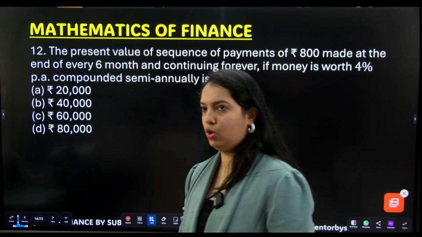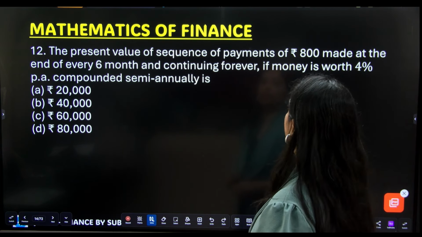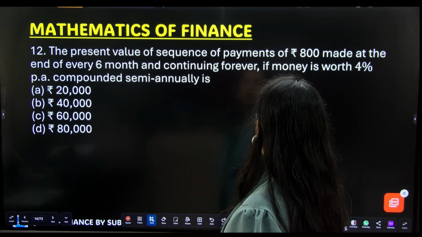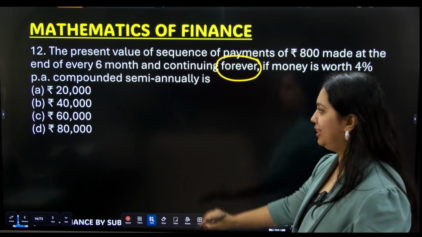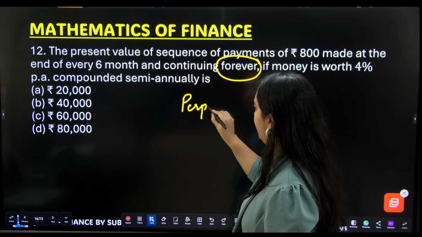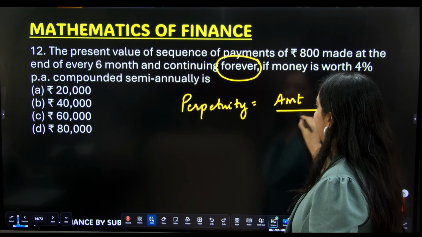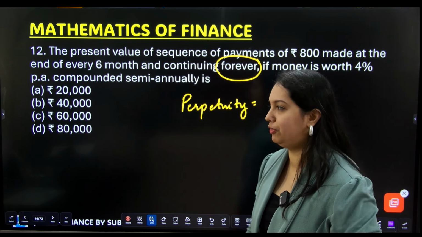Mathematics of Finance, the most important chapter in your entire syllabus. The present value of the sequence of payments of 800 made at the end of every month, counting forever. The minute you see this word forever, that means this is a perpetuity question. And what is the formula for perpetuity? Amount divided by rate given in the question. If two different rates are given, you take the difference between the rates.